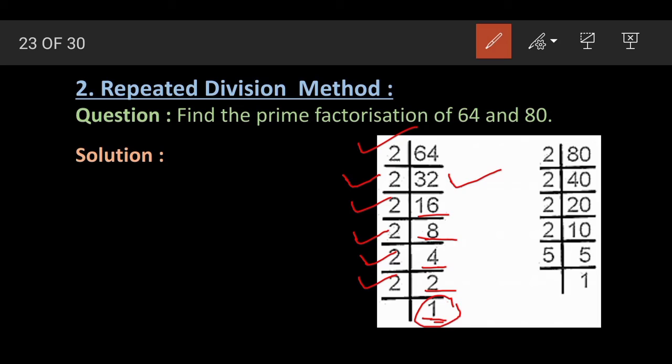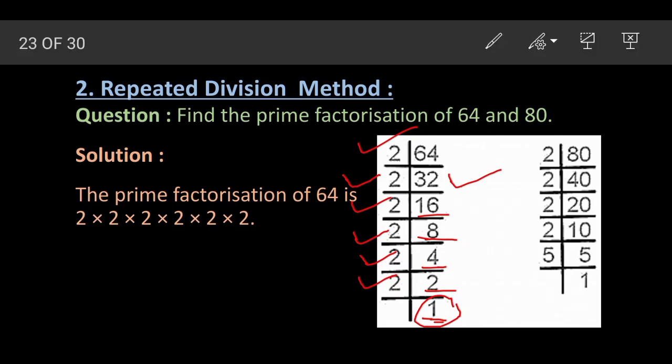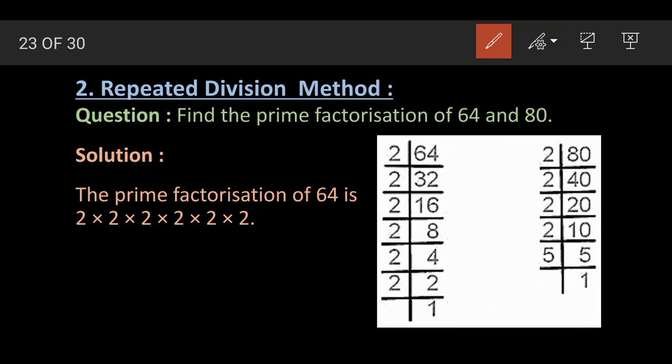You have to divide until you get the remainder as 1. In this way you have to divide. So the prime factorization of 64 is: how many times is it 2? 6 times 2. So it is 2 multiplied by 2 multiplied by 2 multiplied by 2 multiplied by 2 multiplied by 2. In this way you have to write the prime factorization with the help of the repeated division method. Now move to the second one.